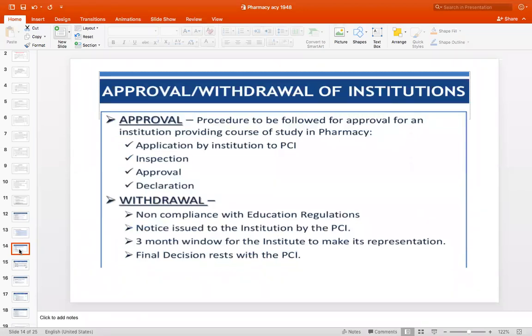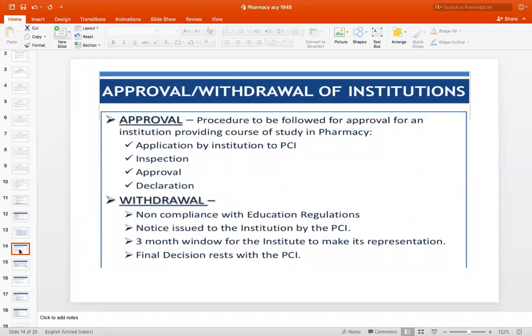Approval, withdrawal of institution. As you already know, even PCI comes for inspection to colleges. They have authority to inspect college. Every year they come to inspect the college. Now for approval, there is a procedure to be followed for an institution providing course of study in pharmacy. They see the basic things like what is the course, whether it is conducting properly, labs are running, how many students are there, what is the fees, what is the salary, how many teachers are there, what is the ratio between the teachers and the students, how is teaching and learning conducted. They have several checklists where they check or audit the college, which we can also call inspection.